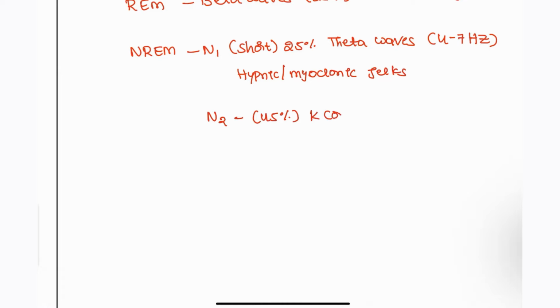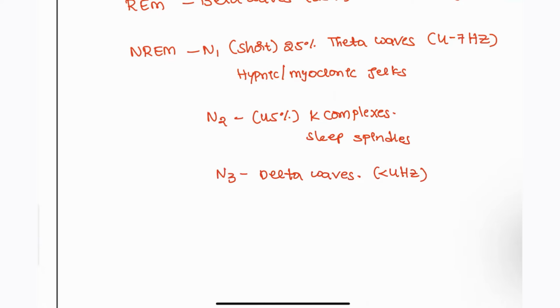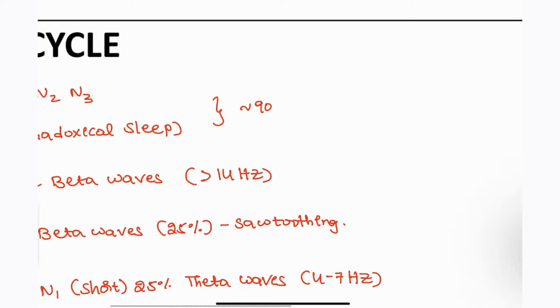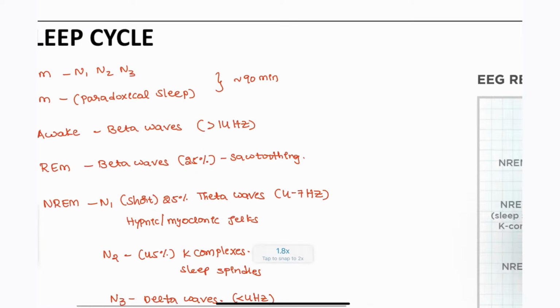And here you are going to see K complexes, and also sleep spindles will be seen here. Next, N3 stage, you are going to see the delta waves here. How much is the frequency of the delta waves? Less than 4 hertz will be seen. Again REM stage, and the cycle will continue. On an average, this cycle is 90 minutes, and the cycle is going to move again and again, right? This is how the sleep cycle will be presented.